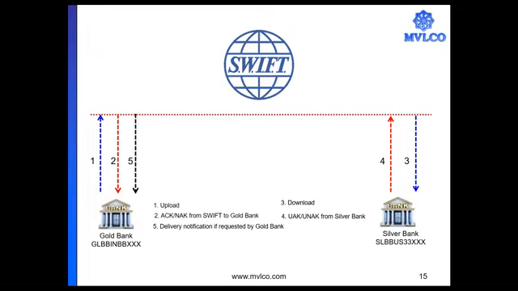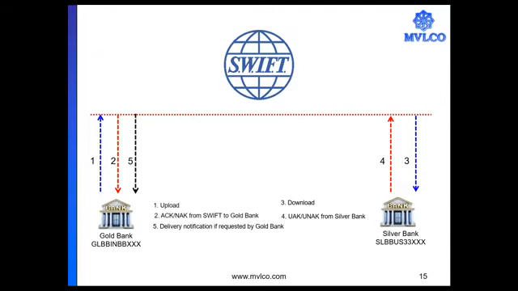If requested by Gold Bank, Swift will also send a delivery notification of having delivered that message to Silver Bank. That comes at step number 5. So in reality, when you make a payment, for every ACK which you have received for an outgoing message, you must match the delivery notification, because ACK only means Swift received it. ACK does not mean Silver Bank received it. To ensure that Silver Bank received your message, you can request for a delivery notification to be given to the sending bank, in this example, the Gold Bank.